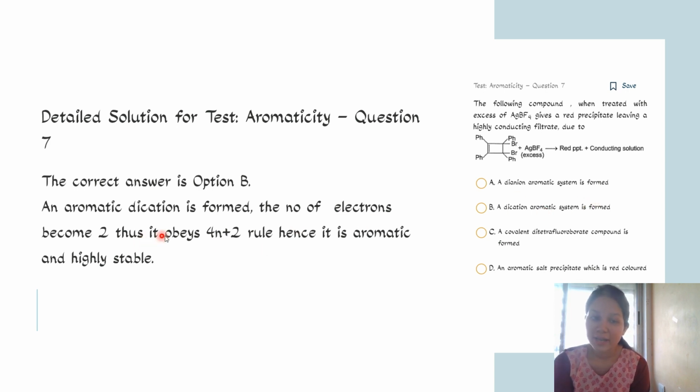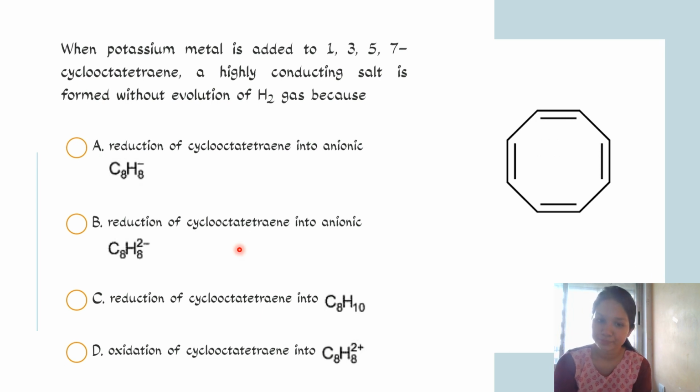because the aromatic dicationic species is formed and the number of electrons becomes 2, which will obey the 4n plus 2 rule. So option B will be the correct answer, leading to the formation of a stable aromatic compound. Now let us move to the next question on the topic of aromaticity.